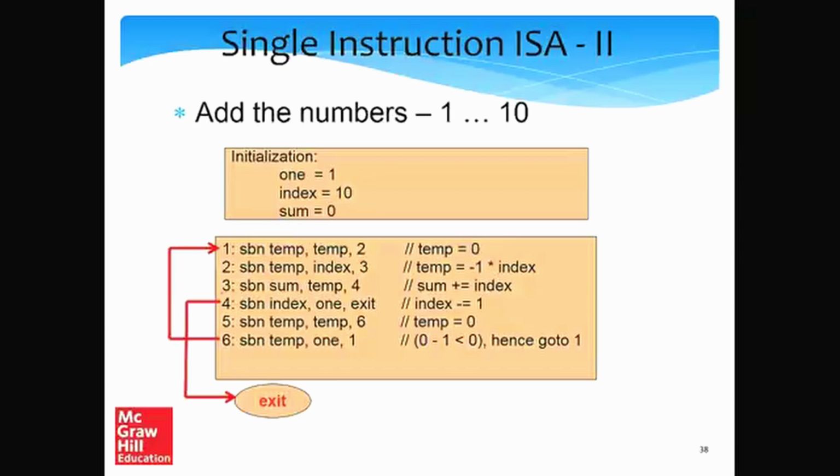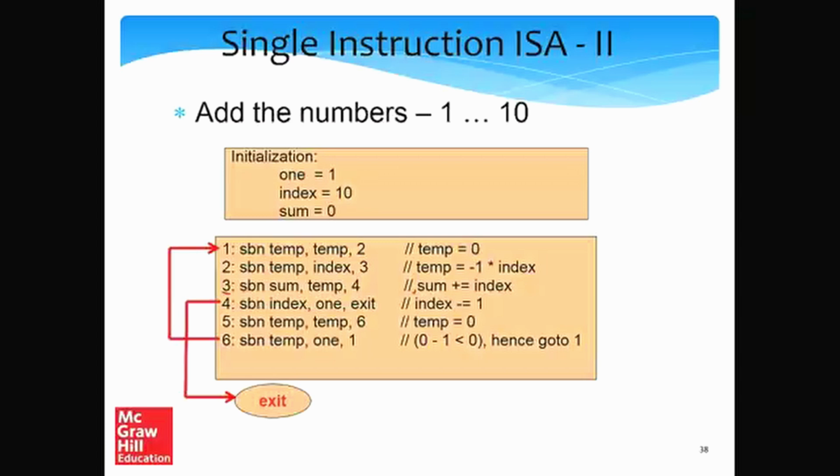Then we come to the third line where we do sum plus equal to index. This is the same as the addition trick that we showed in the last slide. We are essentially computing sum is equal to sum plus index using these 3 lines. And mind you, here irrespective of the outcome, from 3 we go to 4.